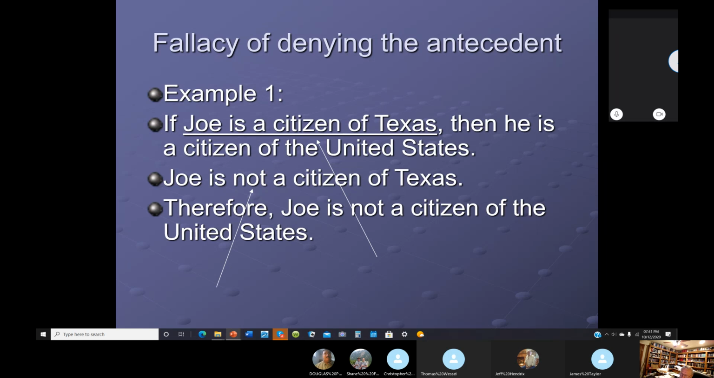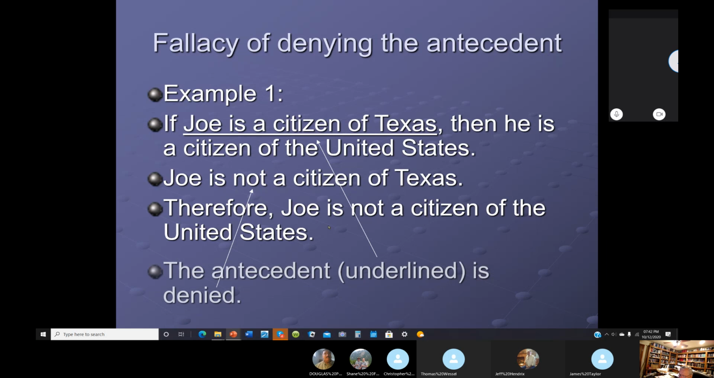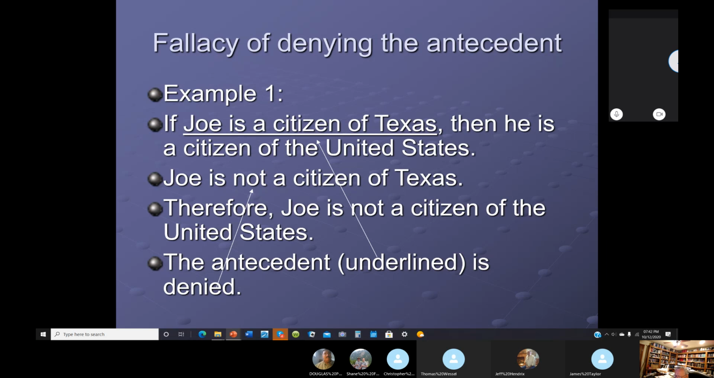So you say there's got to be something wrong with the reasoning. If Joe is a citizen of Texas, yes, that's true, he's a citizen of the United States. The Joe of which I speak is not a citizen of Texas. That's true. Well, I can't conclude he's not a citizen of the United States, because he's a citizen of Oklahoma, and that makes him a citizen of the United States. What's wrong? Well, the antecedent has been denied. And so we have a conclusion that cannot be established. It may or may not be true that Joe is a citizen of the United States, but it's sure not proven by this argument. This argument proves nothing. Everyone see what I'm talking about? Are there any questions?